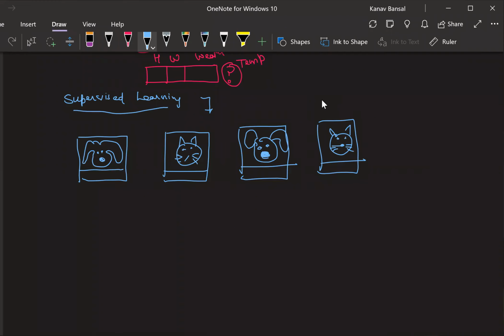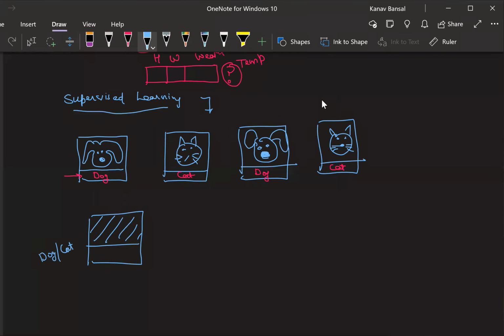Now, along with the photos, you are also given some labels. Let's say this label here is dog, this label is cat, this is dog, this is cat again. Now in future, given any photo, it can contain anything, you have to predict whether it is a dog or a cat.